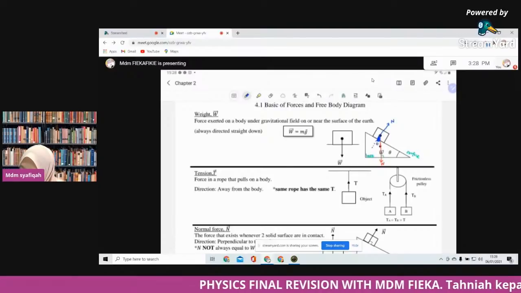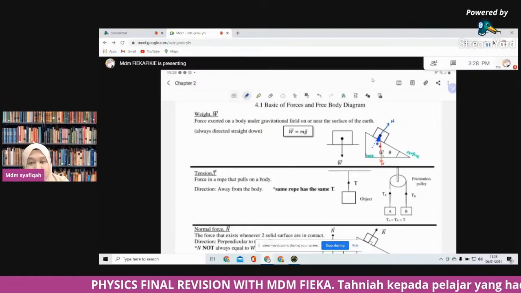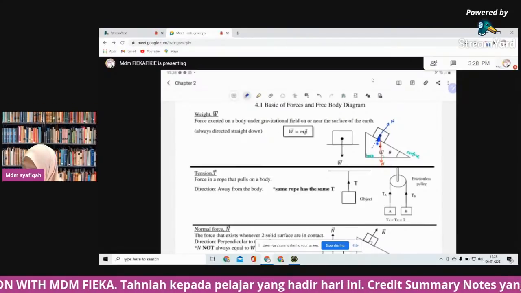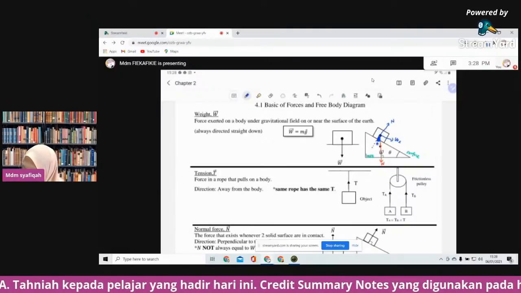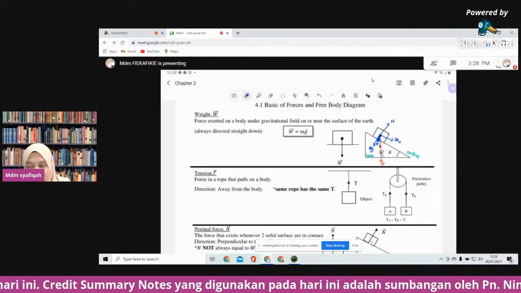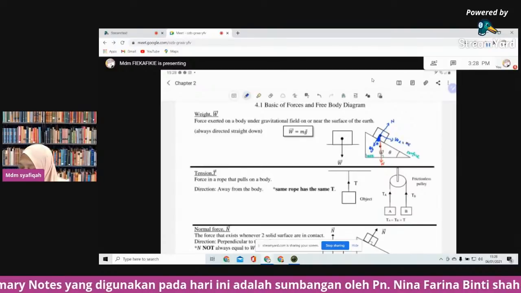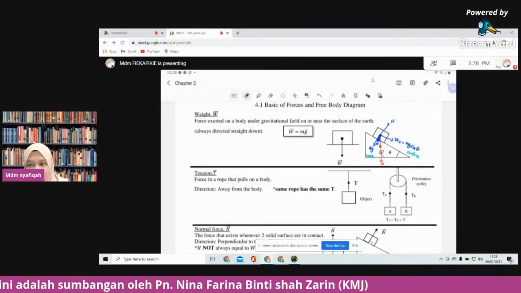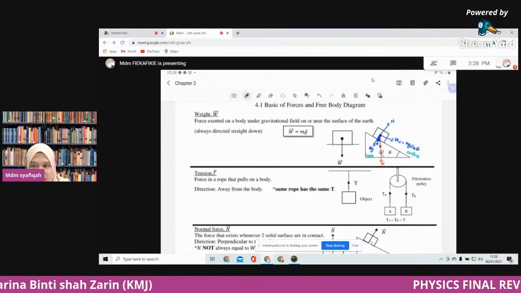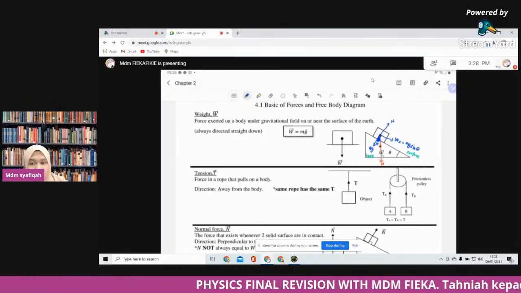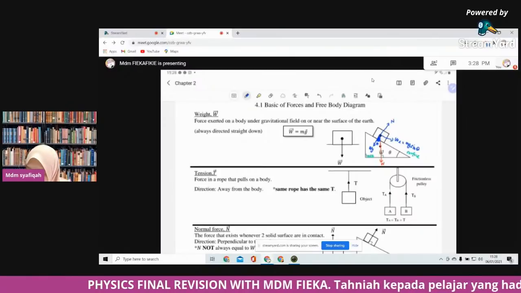Saya pasti awak semua dah tahu. Okay, bila weight ada angle, you must resolve your angle into X and Y component. So you have WX and WY. So WX is equal to mg sin theta, and this is mg cos theta. So the direction is downward, it's negative value. Boleh? Alright, good.